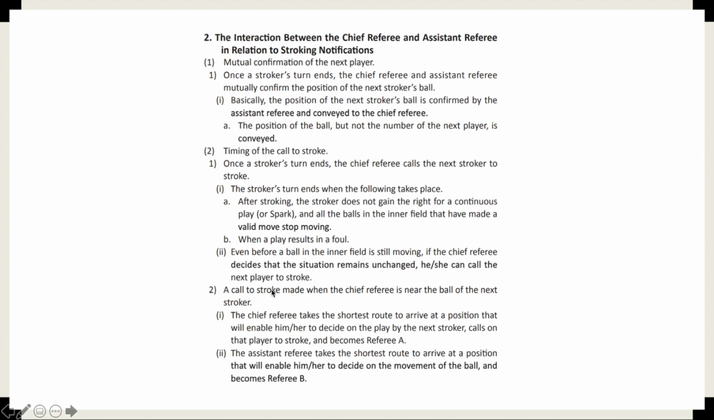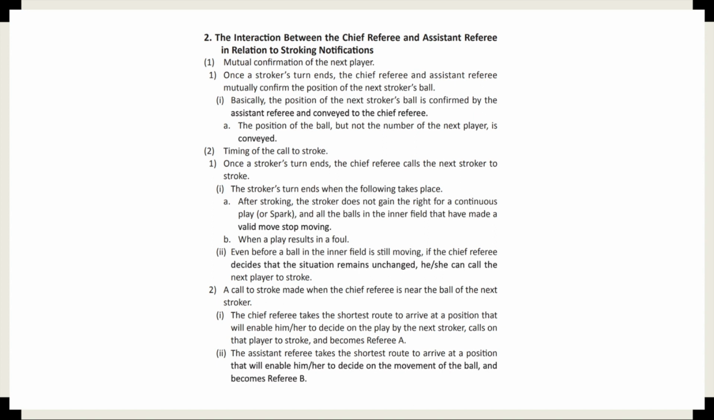Number 2, a call to stroke made when the chief referee is near the ball of the next stroker. The chief referee takes the shortest route to arrive at a position that will enable him or her to decide on the play of the next stroker, calls on that player to stroke, and becomes referee A. That's what happens when the chief referee is closest to the next stroker. The assistant referee takes the shortest route to arrive at a position that will enable him or her to decide on the movement of the ball and becomes referee B. So that's how the normal situation would unfold.